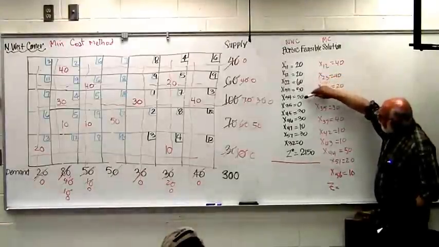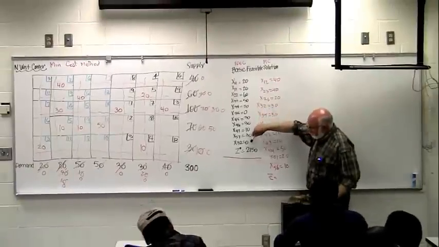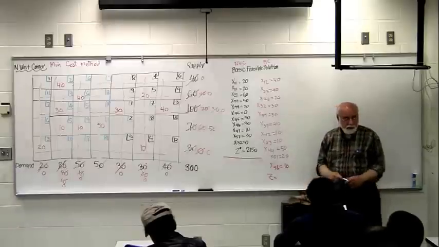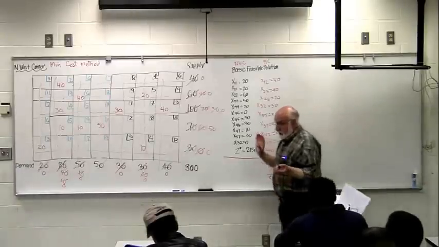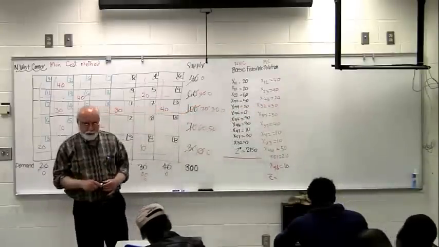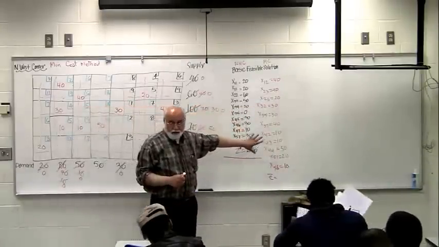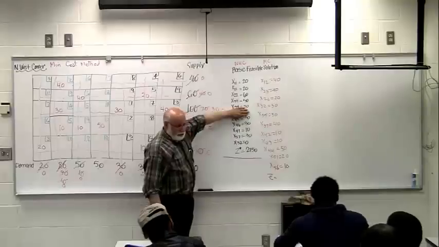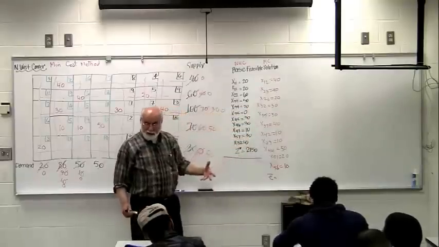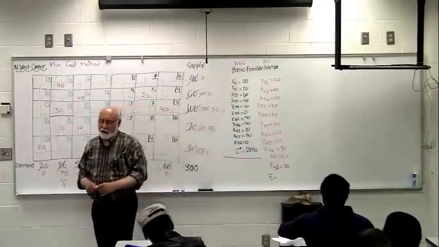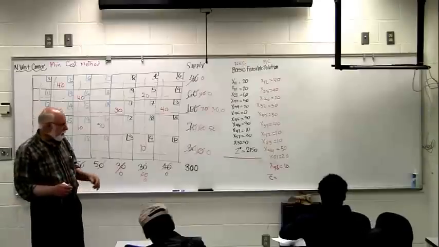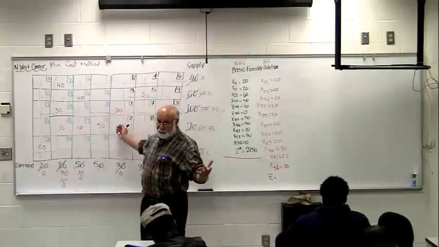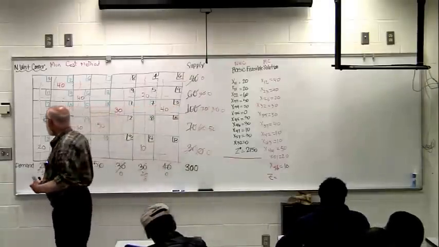Now, 1, 2, 3, 4, 5, 6, 7, 8, 9, 10, 11. Okay. So we have 11 basic variables that are required for the basic feasible solution. Now remember, last time if we didn't consider that zero or this zero, we would end up with fewer basic variables than we needed. So it's very important to know why we have that many basic variables. How many variables do we have in total? How many?